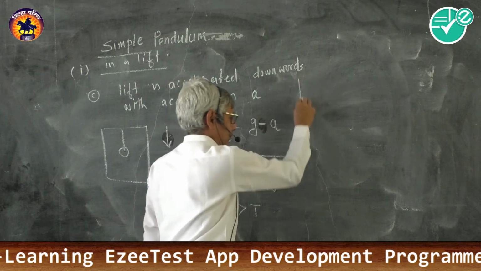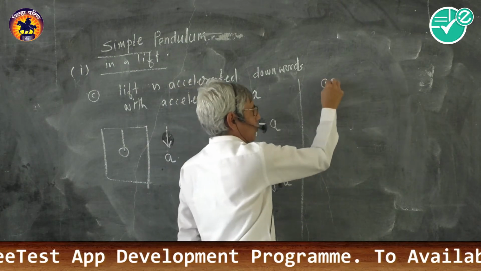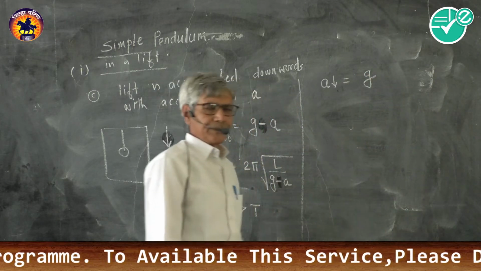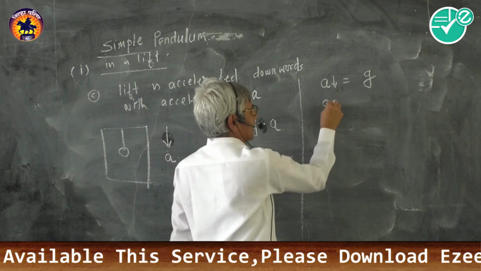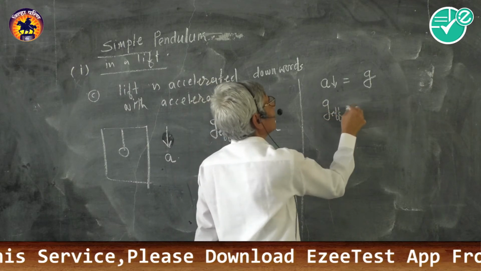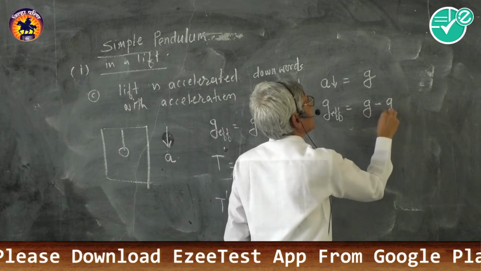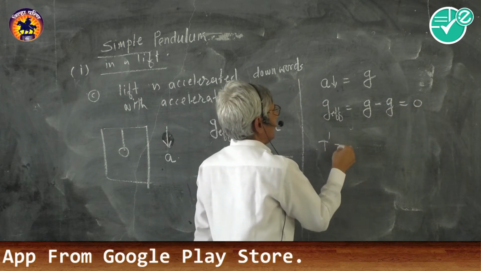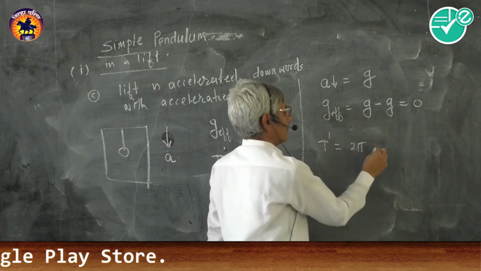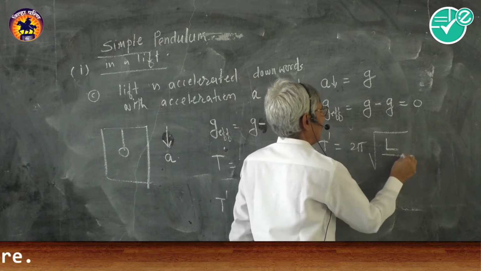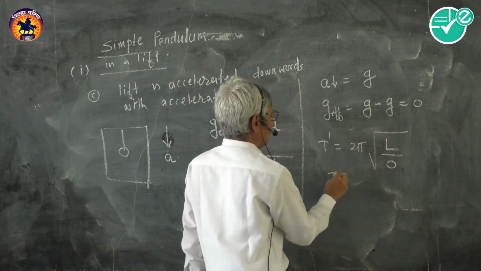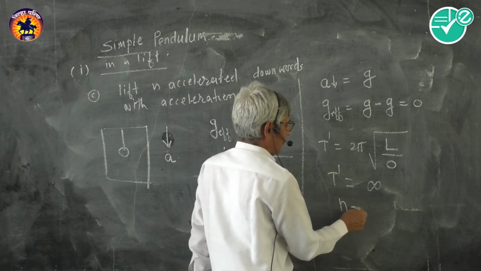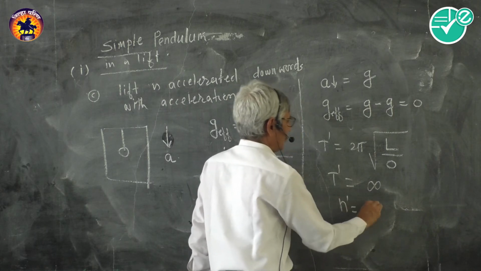Now, there is a particular situation. If this downward acceleration of the lift is equal to acceleration due to gravity g, then the effective acceleration will be equal to g minus g, which is 0, and T dash will be equal to 2 pi under root L divided by g effective, which is equal to infinity, or frequency of oscillation n dash will be equal to 0.